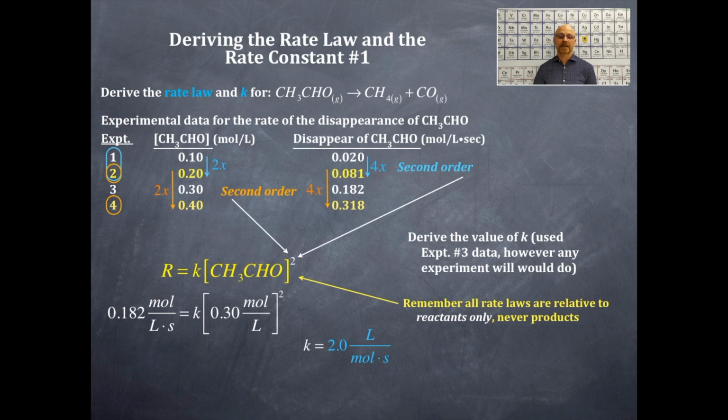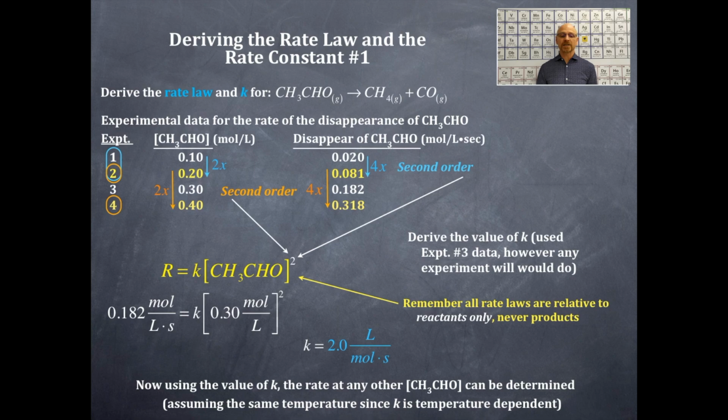And mathematically, I'm going to solve this. I get the rate constant at 2.0, that's the numeric value, and then the units are liters per mole seconds. Those are the units. So now I have the rate constant. Just so that you know, the rate constant, K, can be used with any other concentration, even concentrations which are not involved in these experiments on this slide. That assumes one thing, that this is happening at the same temperature, because the rate constant is temperature dependent.